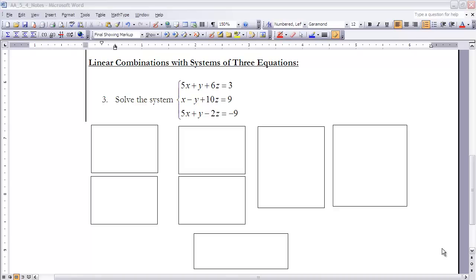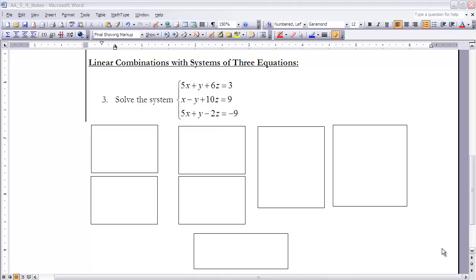Okay, the last thing I'd like to look at here is using linear combinations to solve a system of 3 equations. Now the process here is long, but as we go through it, make sure you get everything down and just kind of try and follow the process that I'm using.